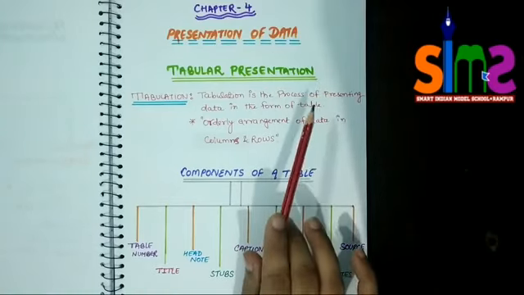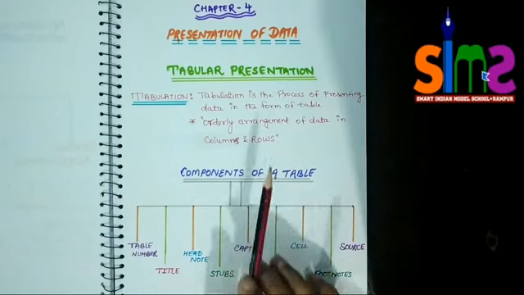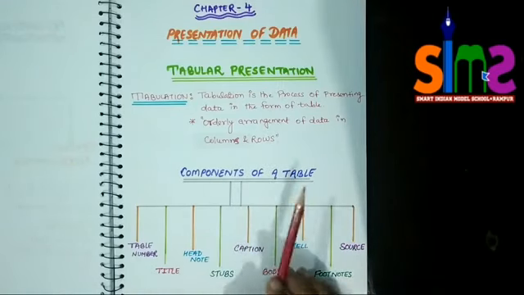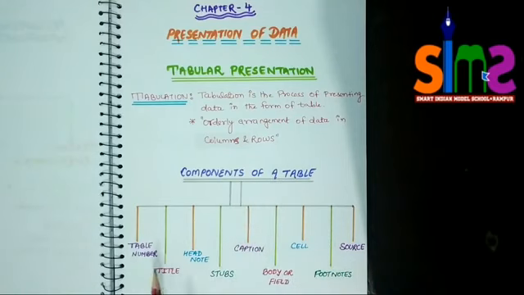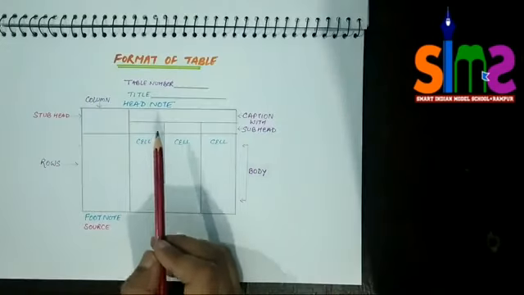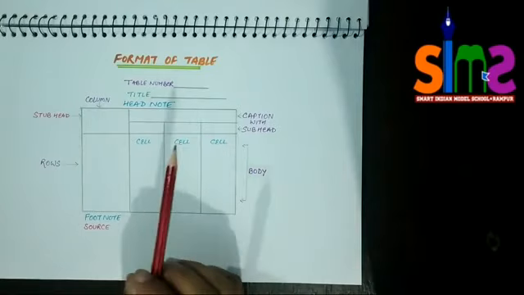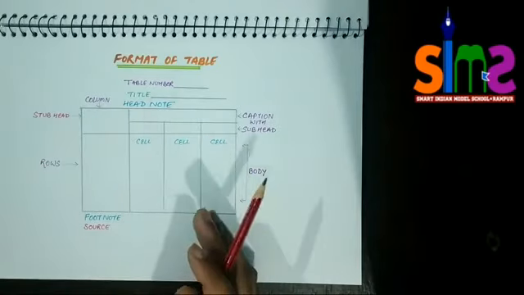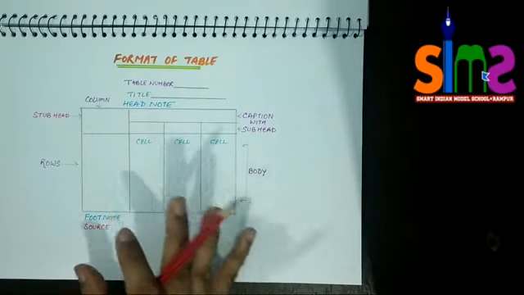Now when we make the table to present the data, then the table should have the following components. What are these components? The very first is table number, title, head note, stubs, captions, body or field, cell, footnotes, source. These are the components of a table. It means a table should have the following components. This is the format of a table. Now watch an animated video related to the format of a table and its components.